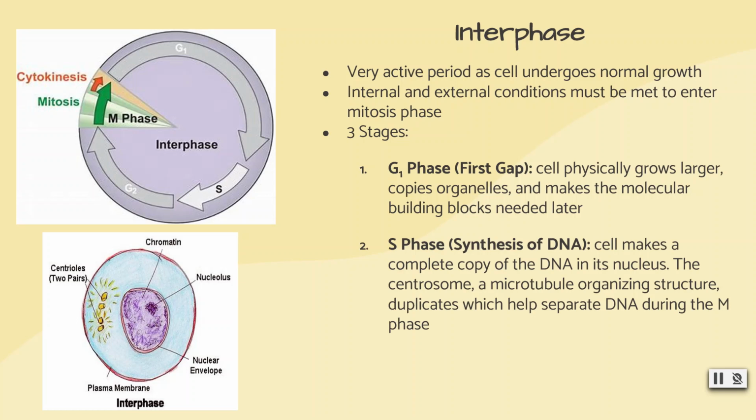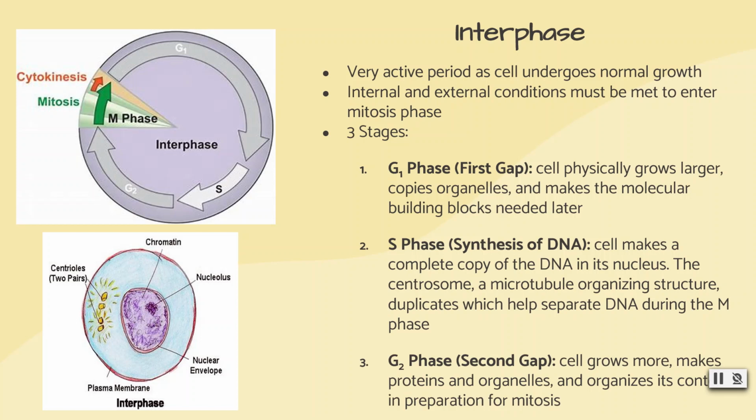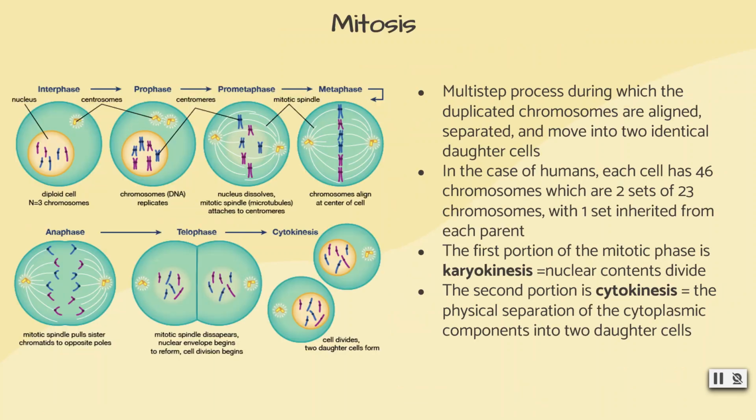And then S phase, or synthesis of DNA. The cell is making a complete copy of the DNA in its nucleus. The centrosome, a microtubule organizing structure, duplicates, which helps separate DNA during the mitotic phase. And then lastly, the G2 phase, or the second gap. The cell is growing more and more. It makes proteins and organelles and organizes its contents in preparation for mitosis.